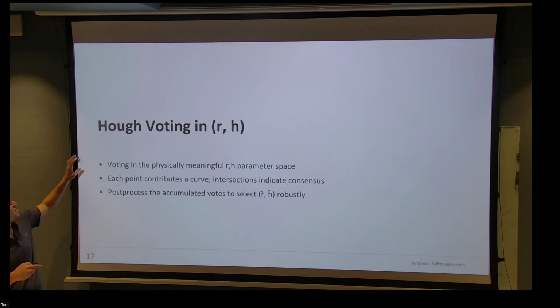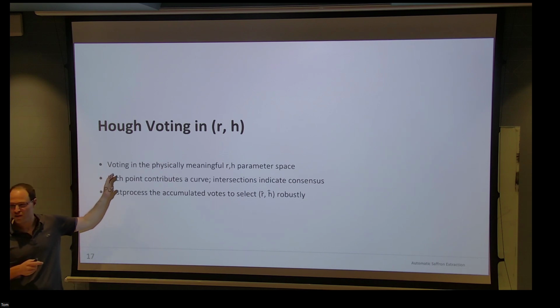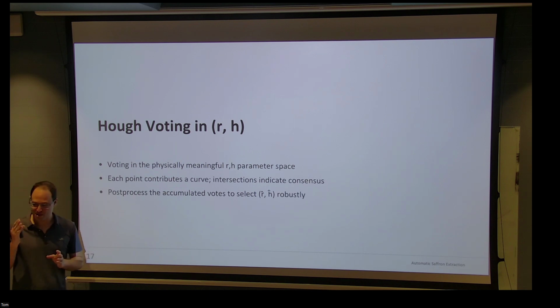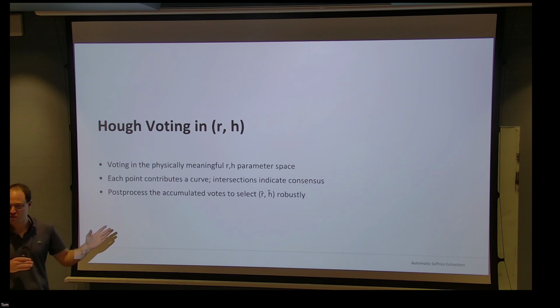Hough voting. Instead of line and polar transformation, we use our R and H parameter space. We make a vote in the physically meaningful R and H space, and each point contributes a curve in this space. The intersection indicates consensus between all the functions together, or not necessarily all, but we will take the one with the highest consensus.